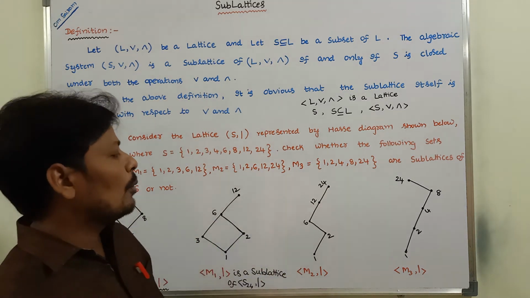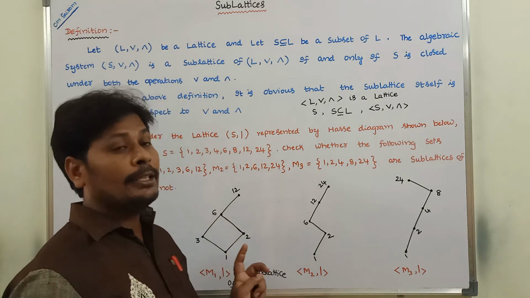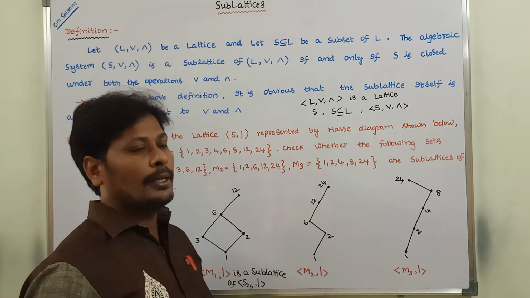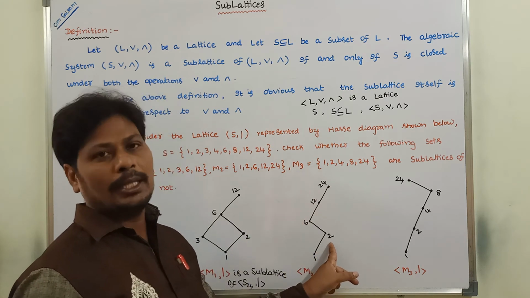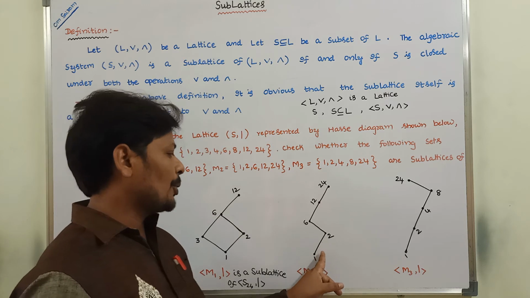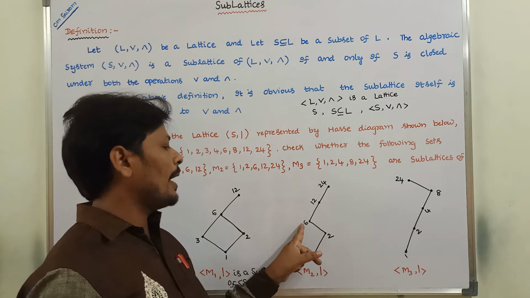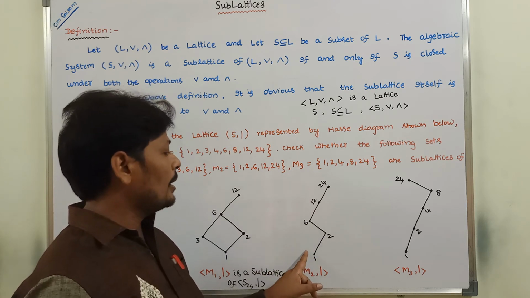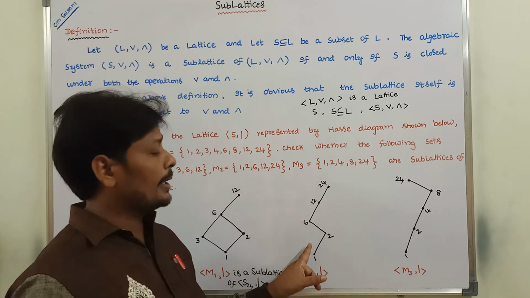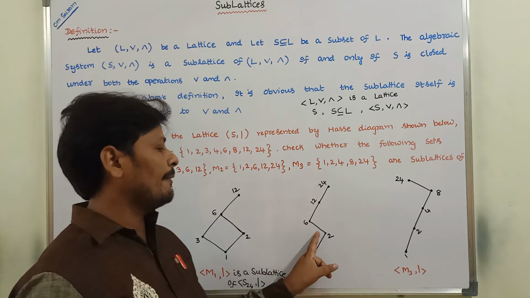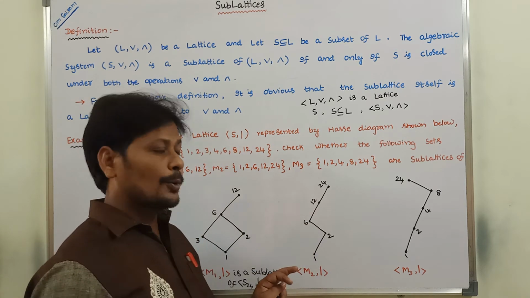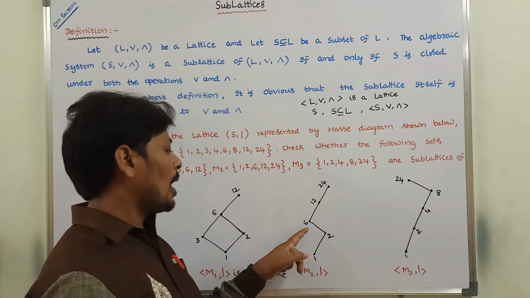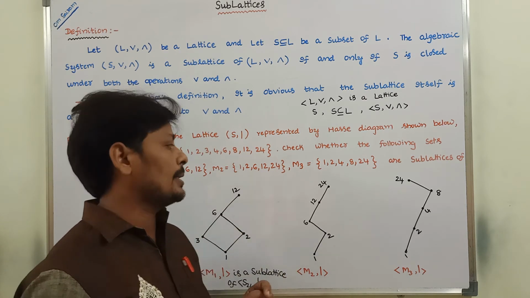Okay, now we have to verify the division relation between any pair of elements. 1 divides 2, yes, so we have to draw the edge between them. 2 divides 6, so we draw the edge between them. 1 also divides 6 according to the transitive property: 1 divides 2, 2 divides 6, therefore 1 also divides 6. So we do not draw the edge between 1 and 6.